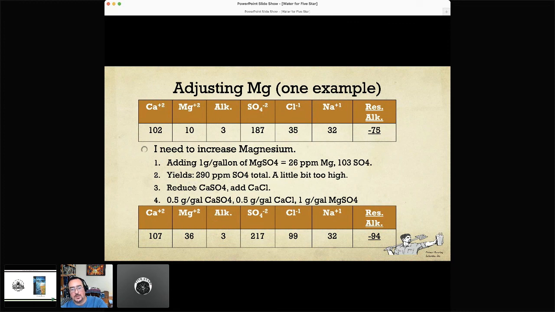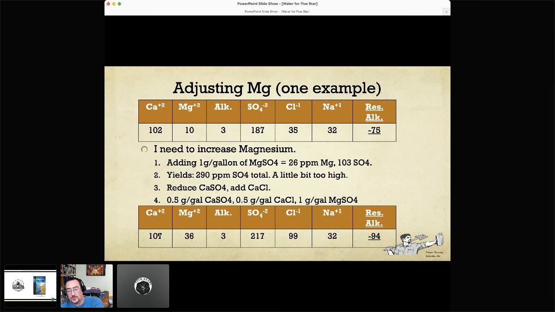So what I'm going to do is I'm going to reduce my calcium sulfate input and rebuild that calcium count using calcium chloride. So I'm going to bring that down. I'm going to do a 0.5 gram per gallon of calcium sulfate, a 0.5 gram per gallon of calcium chloride, and this 1 gram per gallon of magnesium sulfate. And that gives me this concentration.